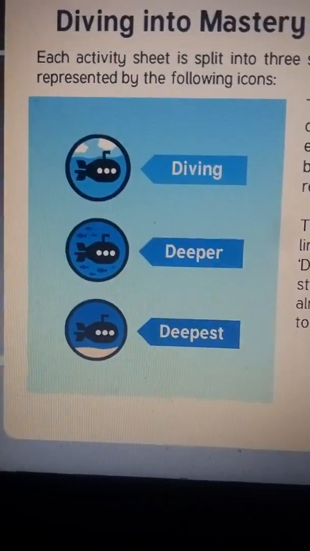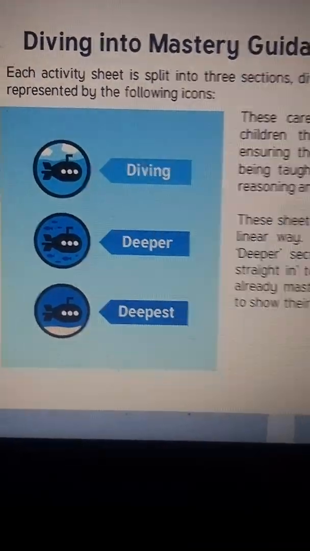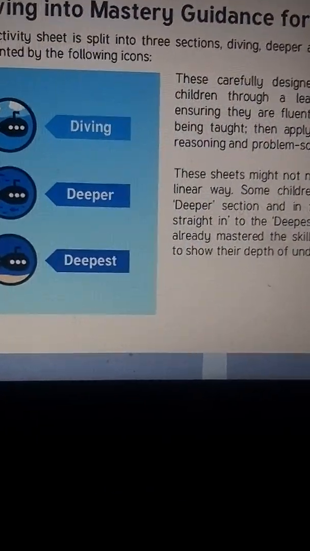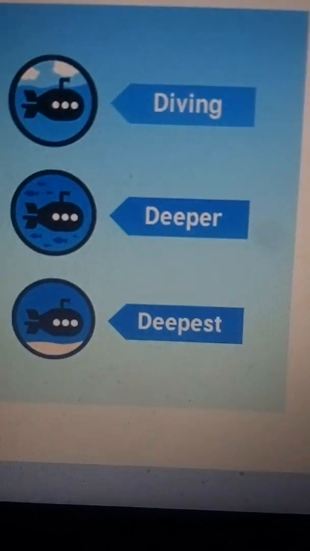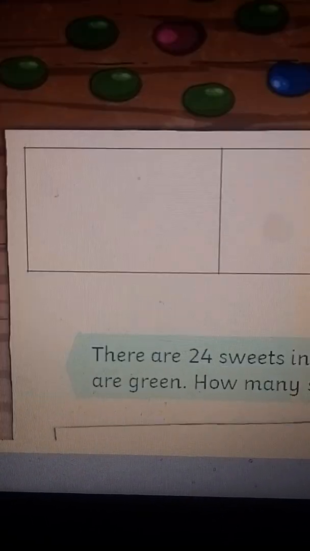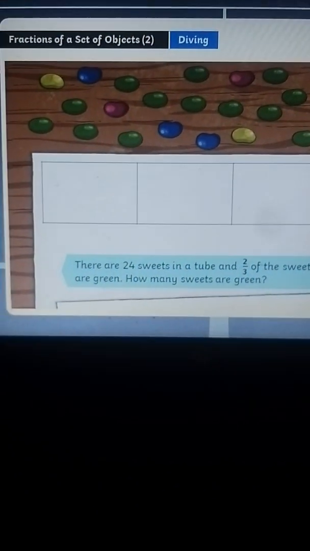Okay, diving deeper, deepest. So it's split into 3 sections, which are represented by those icons. So first question, I'm going to switch the camera. There are 24 sweets in a tube and 2/3 of the sweets are green. How many sweets are green?